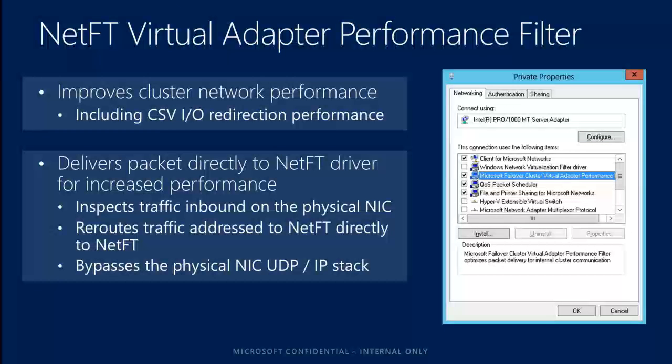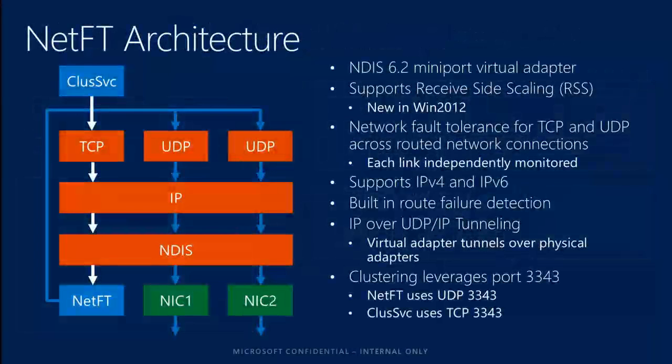If you ever right-clicked on a network interface and looked at its properties, in my screenshot on the right-hand side you're going to see the Microsoft Failover Cluster Virtual Adapter Performance Filter. This is something new in Windows Server 2012. In Windows Server 2012, we added a filter. What this filter does is, let me back up two slides. Okay, so if you look at this.